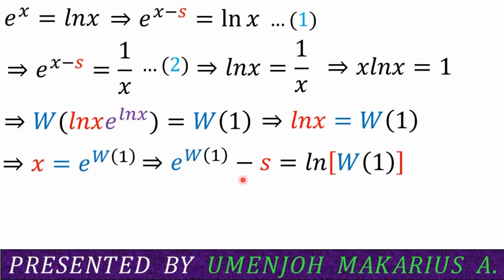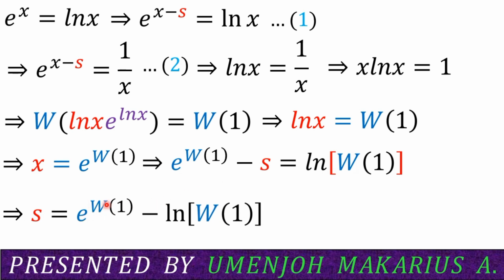In this case, if we carry e raised to the power W of 1 to the right hand side and we multiply both sides by negative, we are going to have s to be the same as e raised to the power W of 1 minus the natural log of W of 1. Great. So this is the value for s.